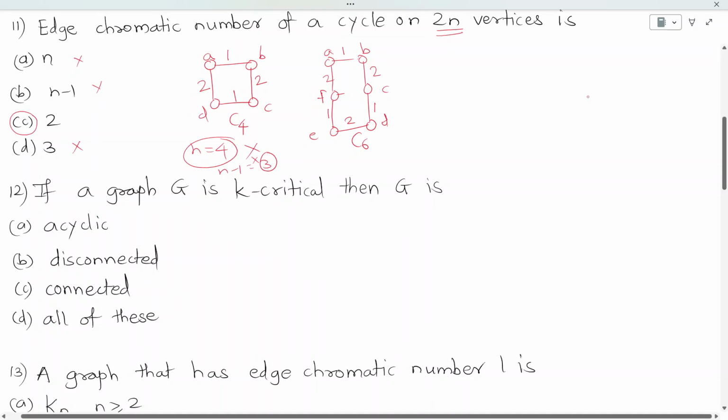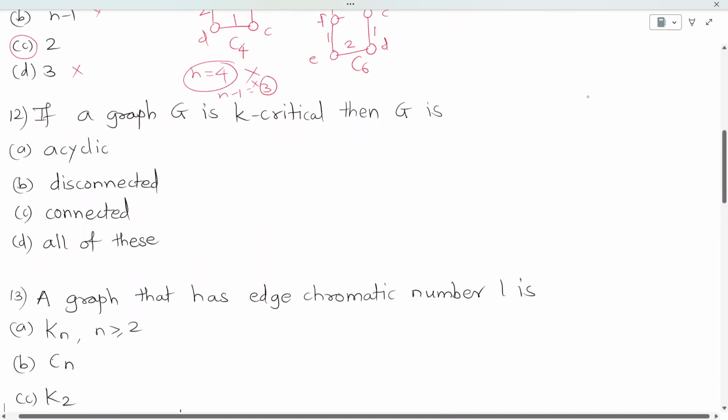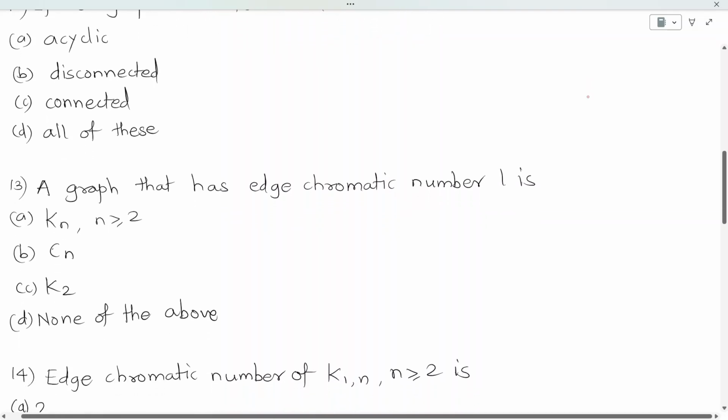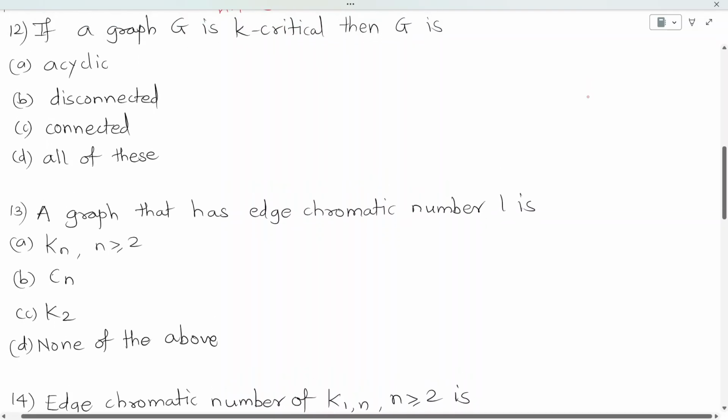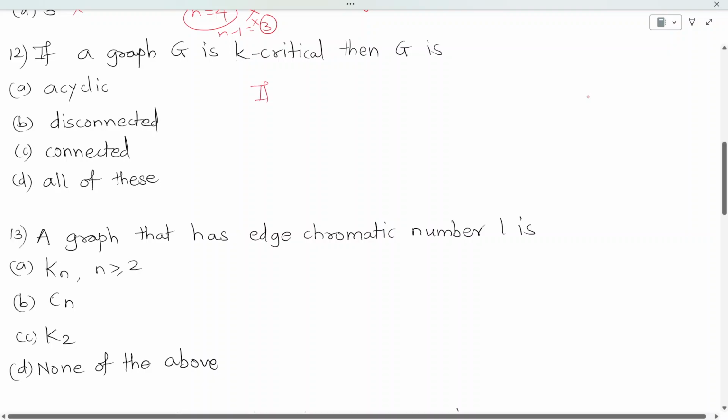The next MCQ is: if G is a k-critical graph, then G is. This is a standard theorem. If G is a k-critical graph, then G is connected. We have discussed this theorem in our classroom. So we can easily conclude that if G is k-critical, then G is a connected graph.